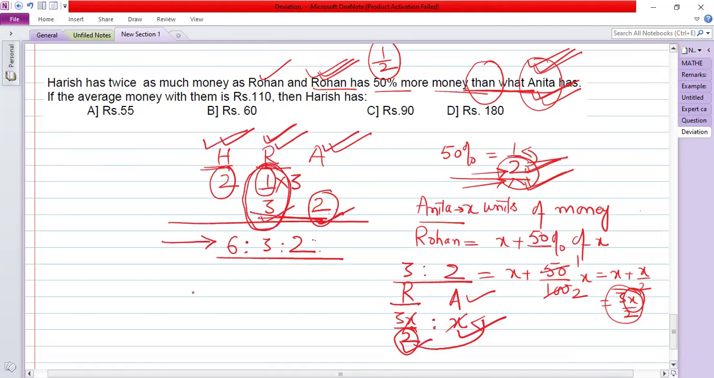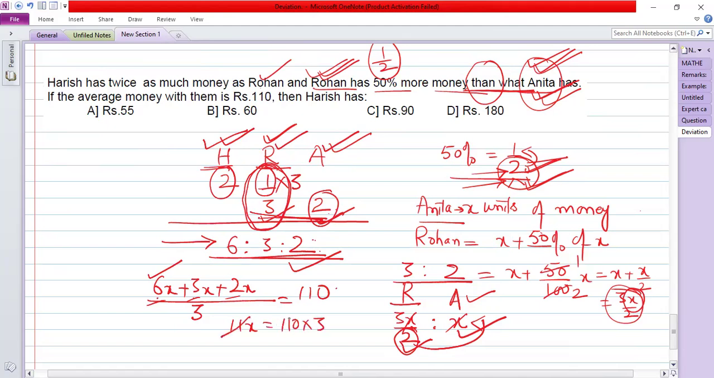Now suppose they have 6X, 3X and 2X as the amount of money for each one. So this is the ratio of the money. What will be their average? The average is 6X plus 3X plus 2X, the sum of the money, divided by the number of people, 3, and here it is 110. So now 6X plus 3X plus 2X is 11X, that is 110 into 3.